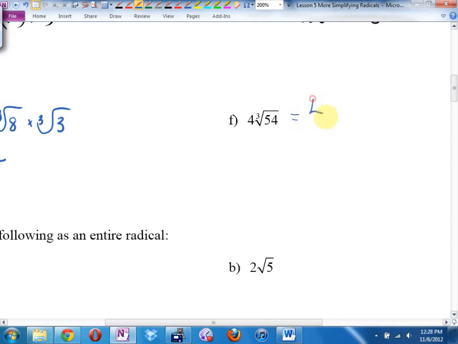First thing I'm going to do is rewrite the 4. Now, I'm thinking perfect cubes, so I don't want to go 9 times 6. 9's not going to help me here. That would help me if it was square root. What perfect cubes go into 54? Does 8? 27. So you're telling me this is going to be the cube root of 27 times the cube root of 27 times what is 54? Oh, 2.